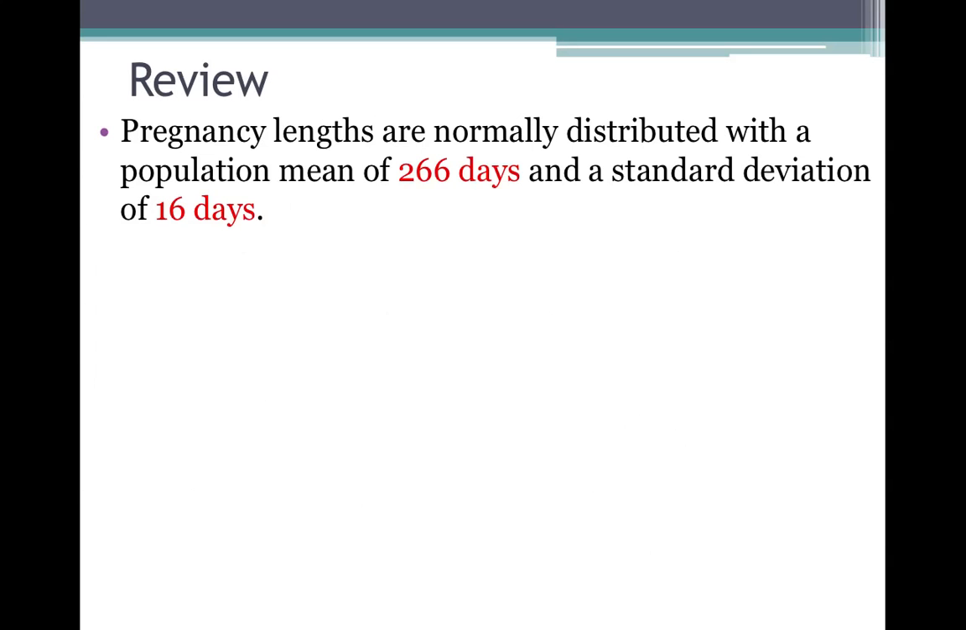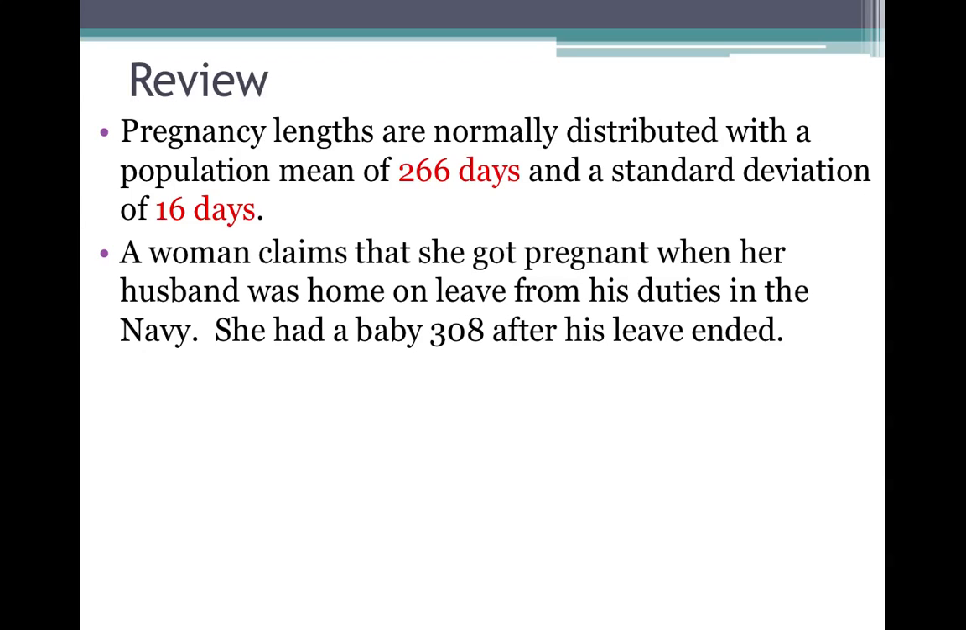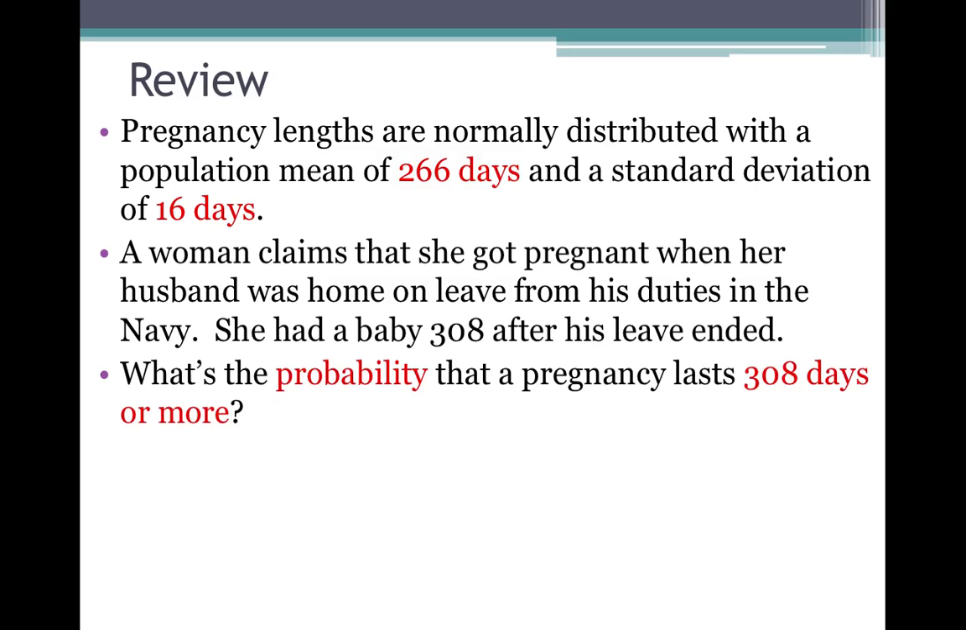Let's look at an example from practice problems I had assigned in Chapter 7. Pregnancy lengths are normally distributed with a population mean of 266 days and a standard deviation of 16 days. A woman claims that she got pregnant when her husband was home on leave from his duties in the Navy. She had a baby 308 days after his leave ended. What's the probability that a pregnancy lasts 308 days or more?